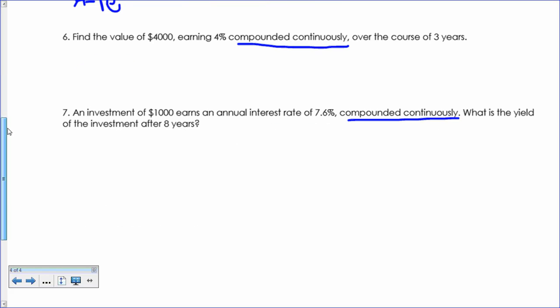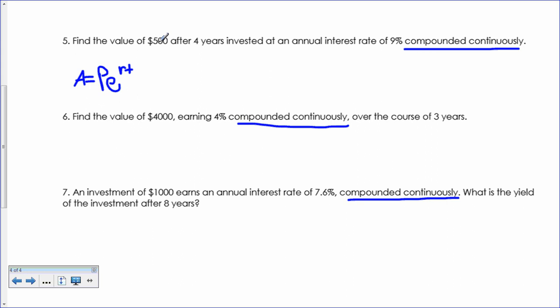Pretty simple. All right, so for this one, find the value of $500 after 4 years invested at an annual interest rate of 9% compounded continuously. So the initial was 500. That's where the investment started. E is just a number, so it just stays E. And then it was a rate that's a percent, so you need to divide that by 100 to get the actual rate you're going to use in the function. So that's going to be 0.09. And then you're going to multiply that times 4, because that's the time. And you just stick this right into your calculator.